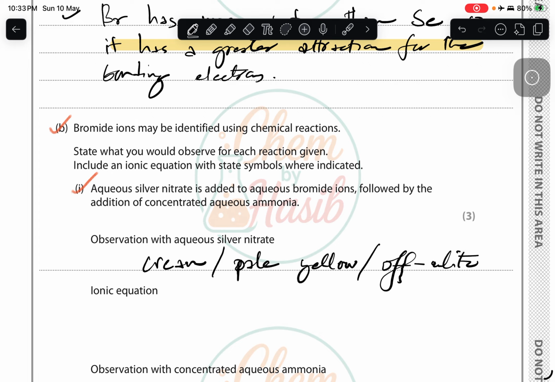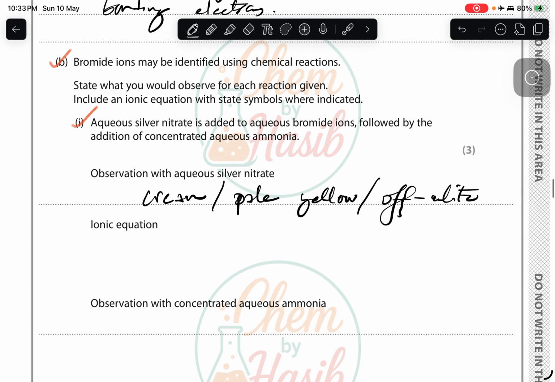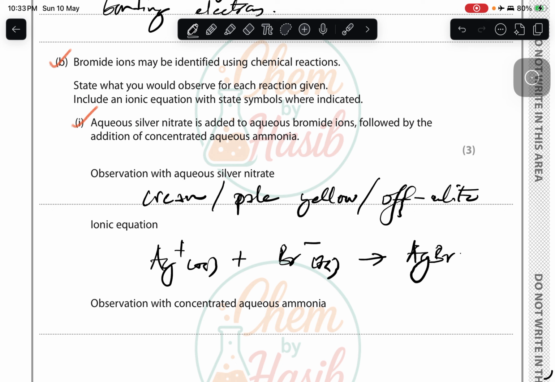Okay. Then you have to write the ionic equation. The ionic equation for this reaction would be Ag plus aqueous plus bromide aqueous ions produces solid silver bromide. Because this appears as a precipitate, the state symbol should be solid.